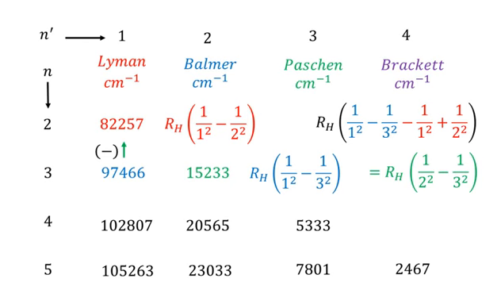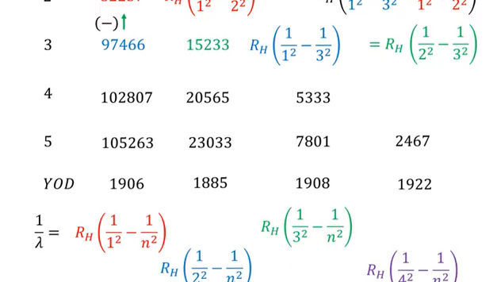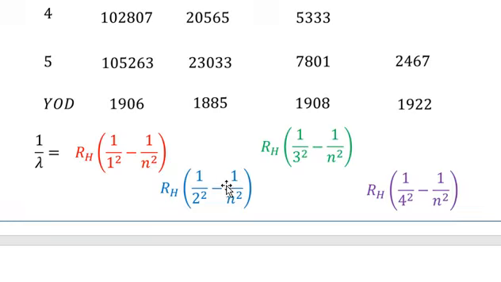So I think that I have given enough information about this table. You can have the Lyman series, the Balmer series, the Paschen series, the Brackett series, and other series of similar formulas using different indices in those formulas, as given over here, shown in red, blue, green, and purple.